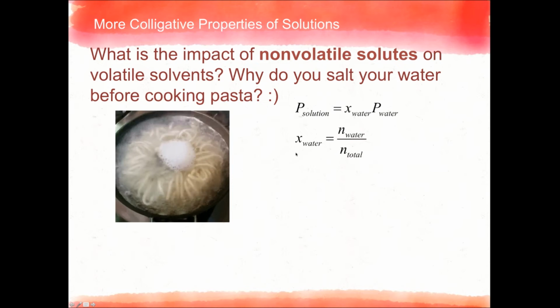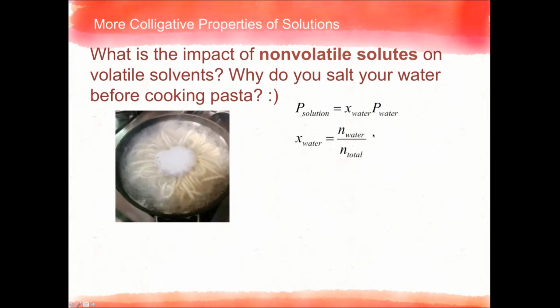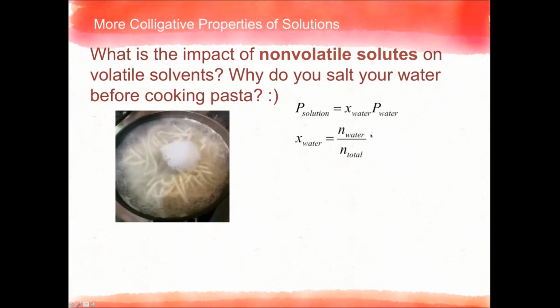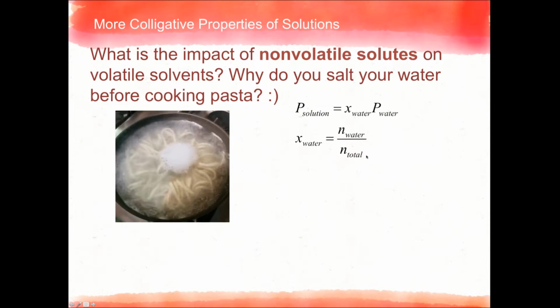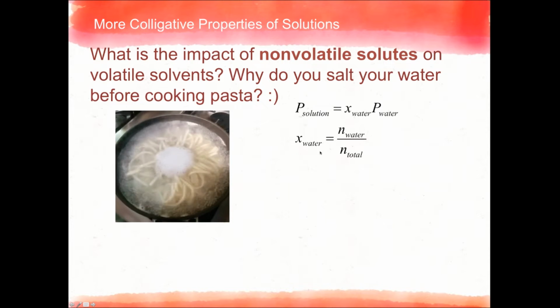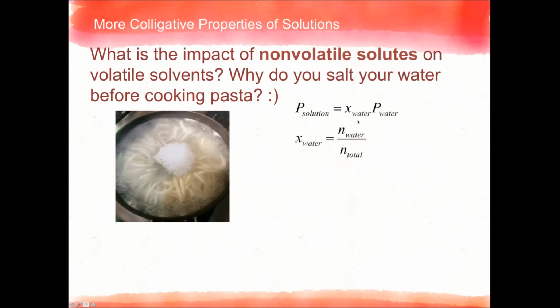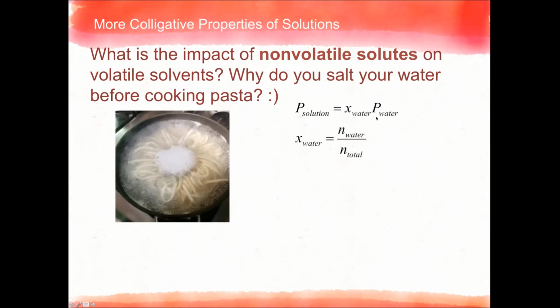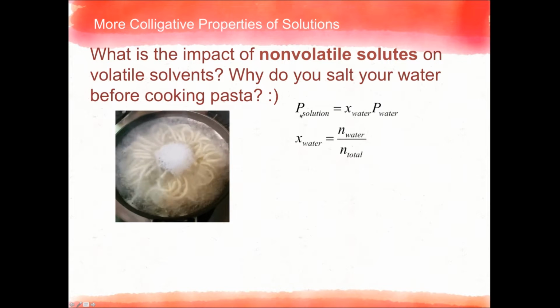If we look at the mole fraction of water, when we add some salt to the water, the number of moles of water is still the same as it was with pure water, but now our total number of moles in that pot has increased because we have the moles of water and the moles of salt. So in effect, your mole fraction of water goes down. Now we have a smaller value for the mole fraction of water. The vapor pressure of water is still the same, but for the solution, the vapor pressure is lowered.